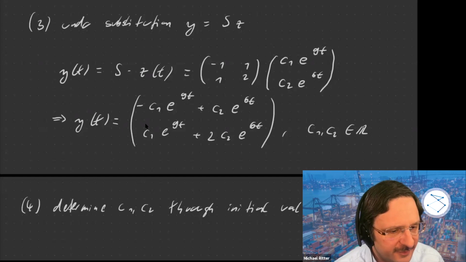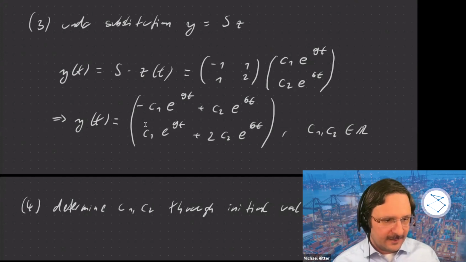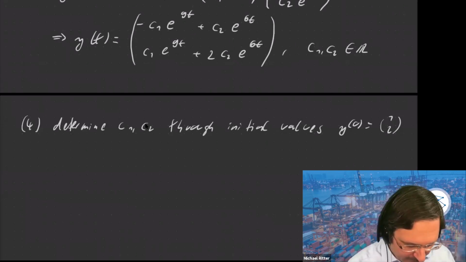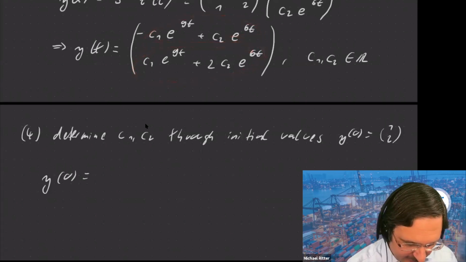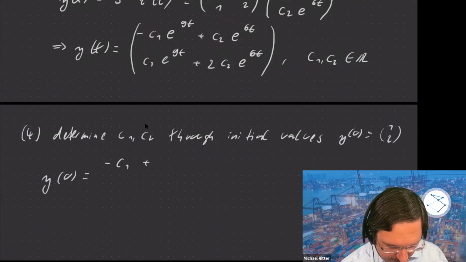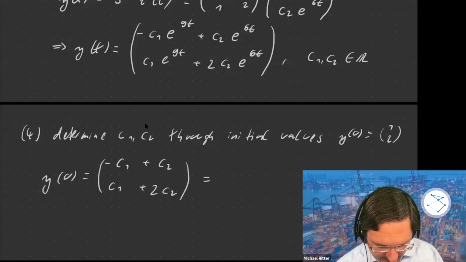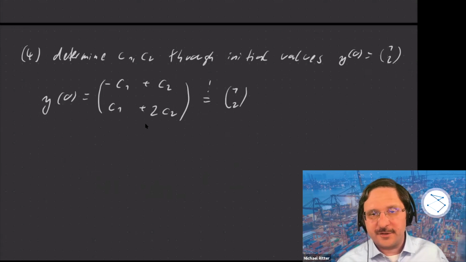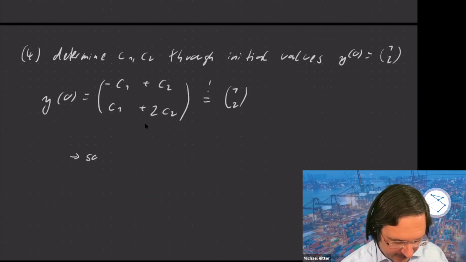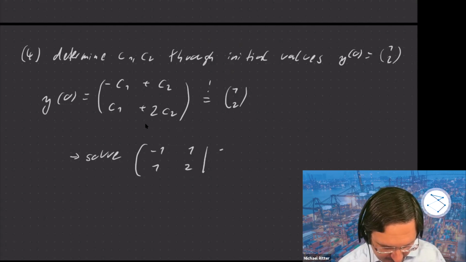And those were, if I remember, yeah, better look it up, y of 0 equals 1 and 2. So what do we get here? Well, y of 0, if we substitute 0 into these solutions here, we get minus c1 plus c2. Remember, e to the 0 is 1. And we get c1 plus 2c2. And that is supposed to be 1, 2. So what we need to do is solve this equation system for the constants c1 and c2.